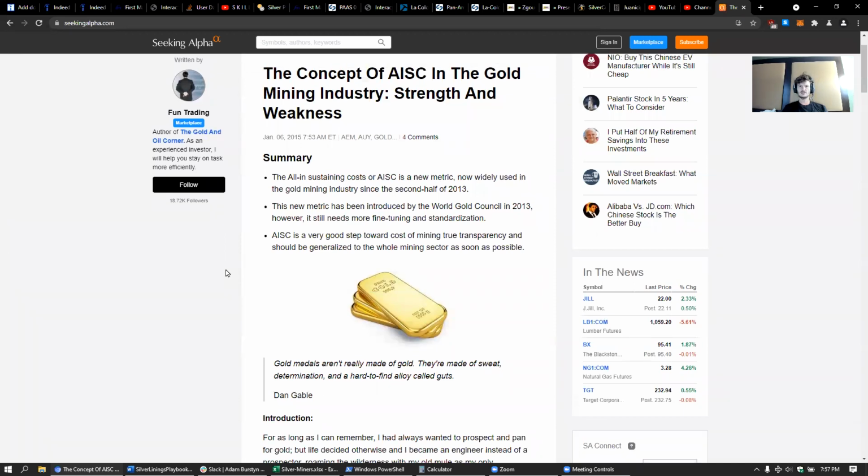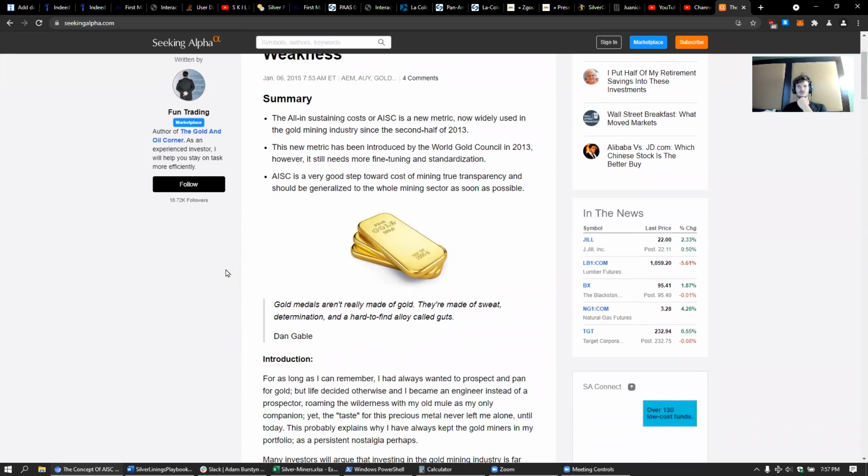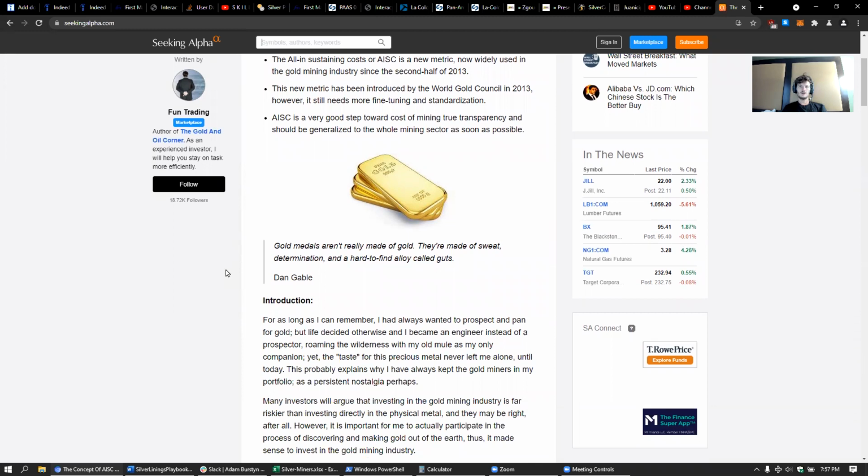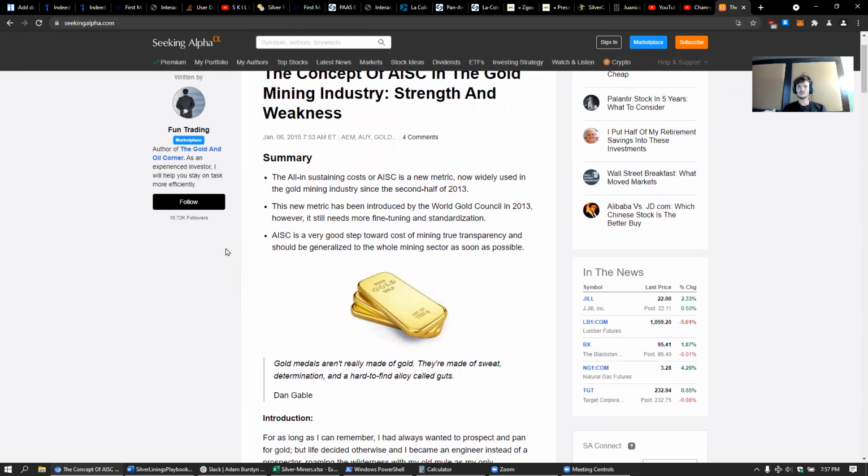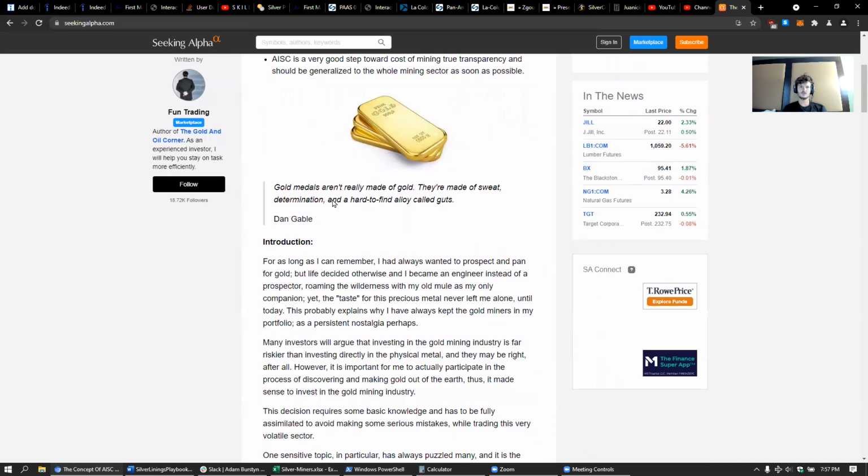The concept of AISC in the gold mining industry, strength and weakness. The all-in sustaining cost, or AISC, is a new metric now widely used in the gold mining industry and precious metals since the second half of 2013. It was introduced by the World Gold Council in 2013. It still needs more fine-tuning and standardization, sure enough. It's a very good step toward true transparency in the cost of mining and should be generalized to the whole mining sector as soon as possible. Interestingly enough, I'm still seeing some miners not give it very clearly, and this was written in 2015, so 6 years ago.